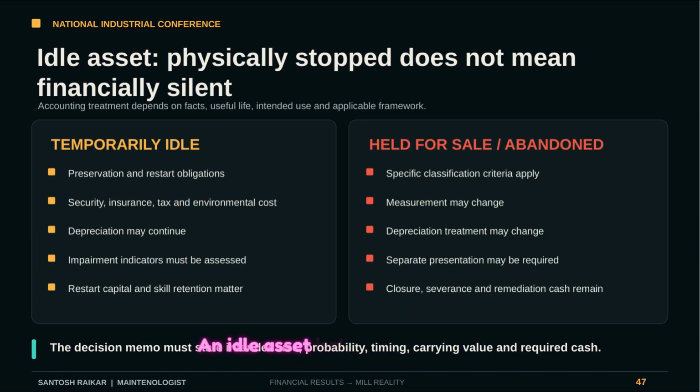An idle asset isn't financially silent. Whether it's temporarily stopped or held for sale, there are ongoing costs for security, tax, and environmental monitoring. Any decision to idle must include a clear plan for the asset's future.